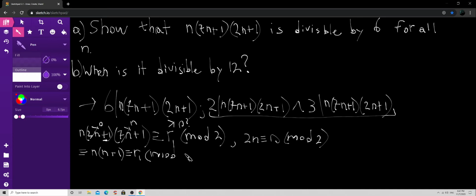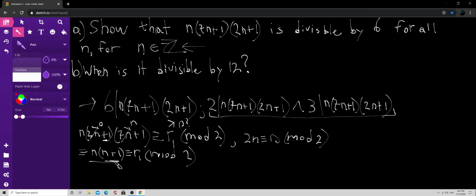Let's notice something here. These are two consecutive integers, and I need to make it clear that n is some integer, in other words, n is a member of the integers. This is key.